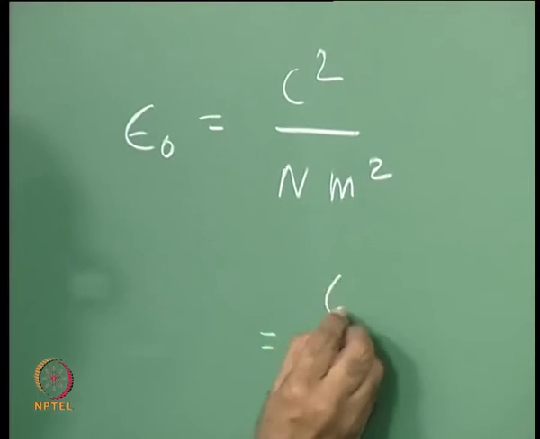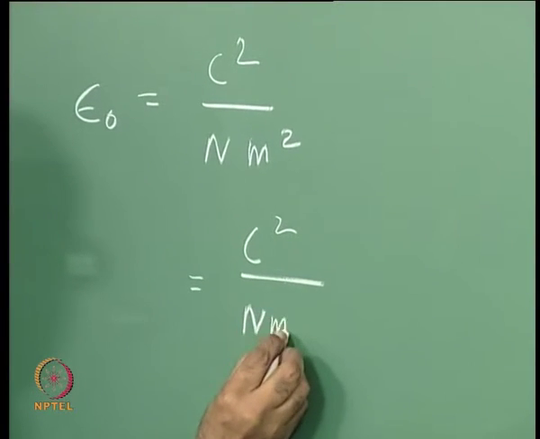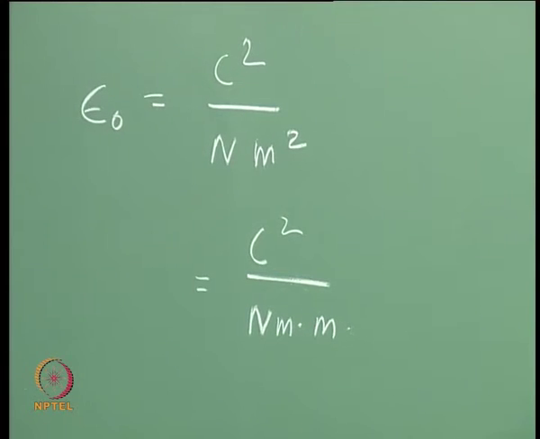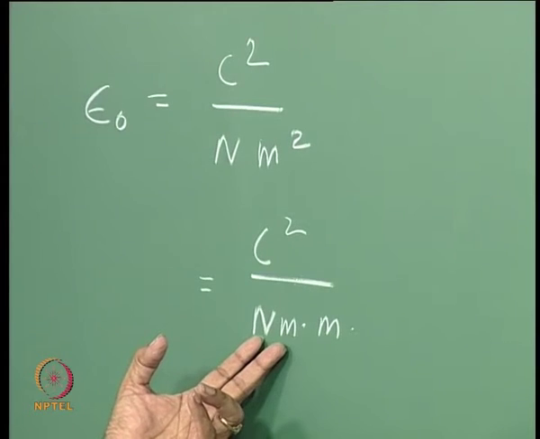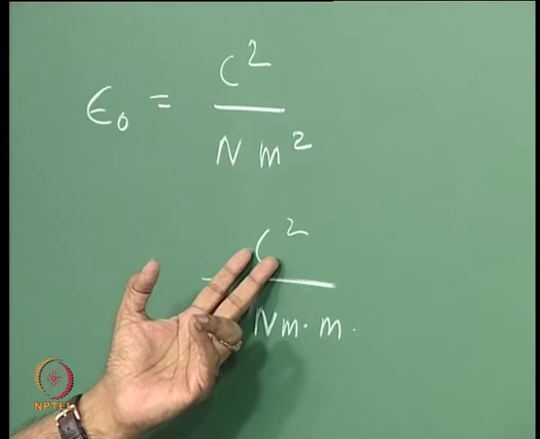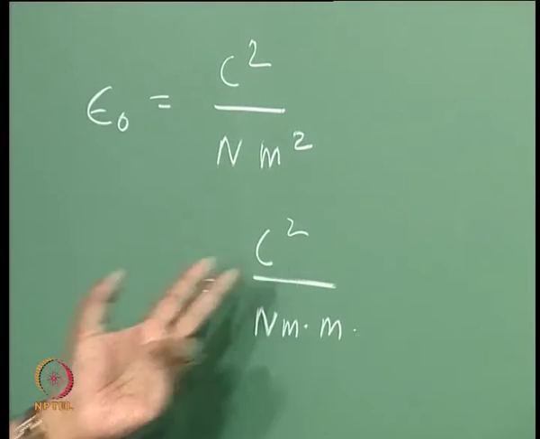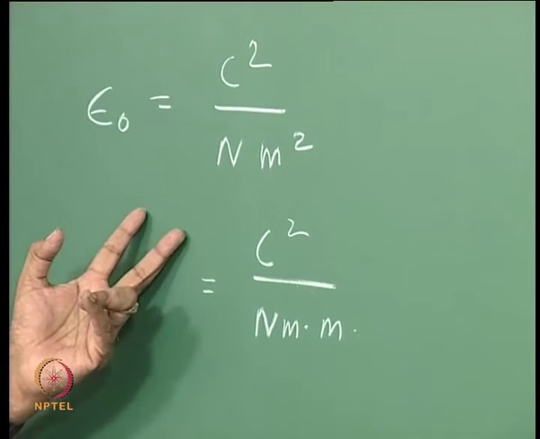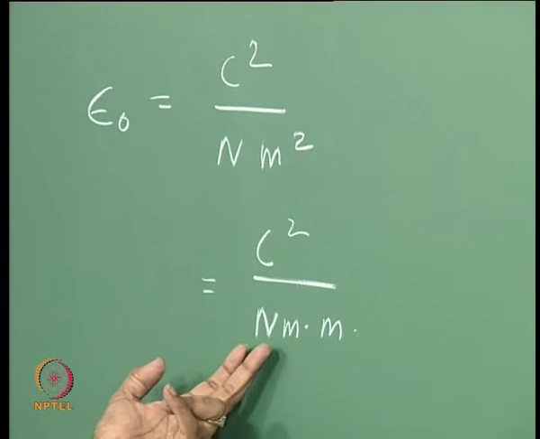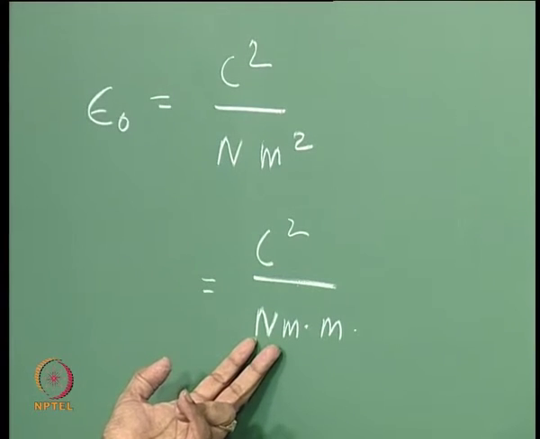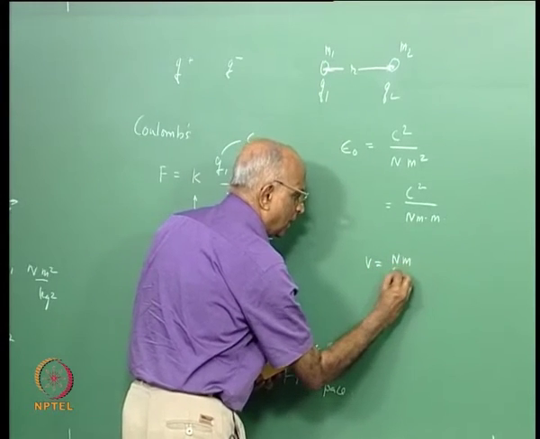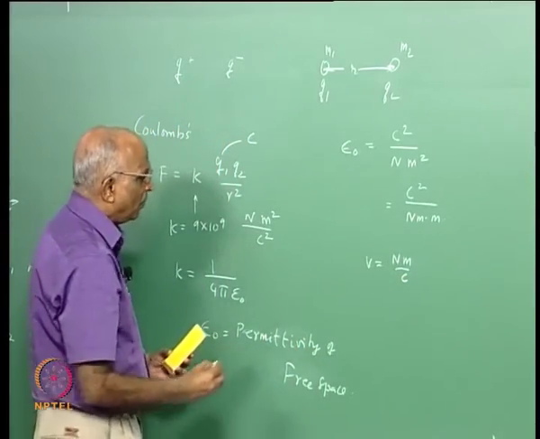Therefore, I can also write it as Coulomb squared by Newton meter into meter. And now if I were to again say Newton meter is the work which is done, Coulomb is the charge, and how do we define potential difference between two bodies? Work done in taking unit charge from a lower potential to a higher potential, that is the work done in taking unit charge from one potential to the other. Therefore, I can write voltage as equal to work done in taking unit charge.